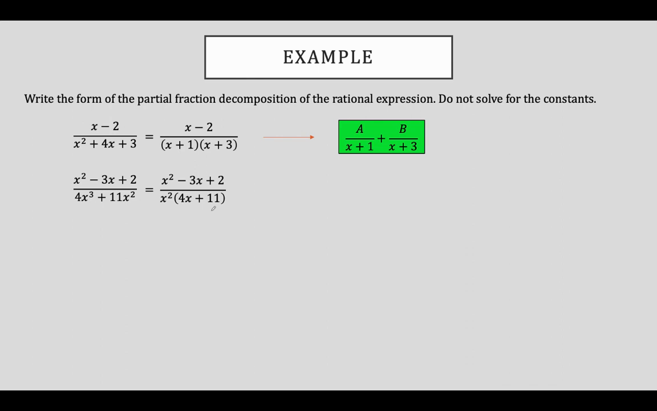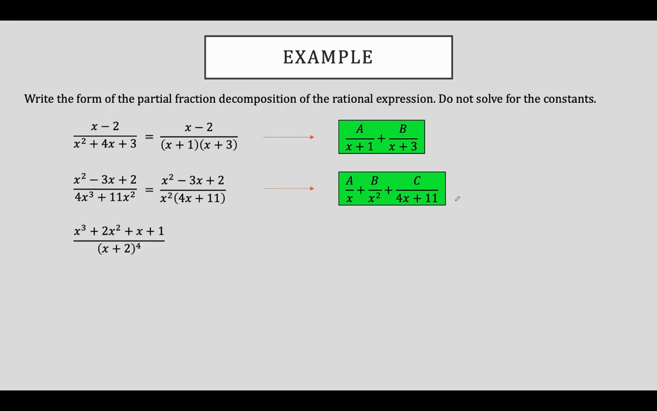Well, when we have repeated linear factors, the numerators are still going to be constants. However, our denominators, we need to have one power for each time it is repeated. So my first fraction would be A divided by x plus B divided by x squared. Again, I have one fraction for each time it is repeated, and I have one denominator for each time it is repeated as well. This is the first power, and this is the second power. There's my repeated linear factor, plus C, a constant, divided by 4x plus 11. There is our distinct linear factor on the end.